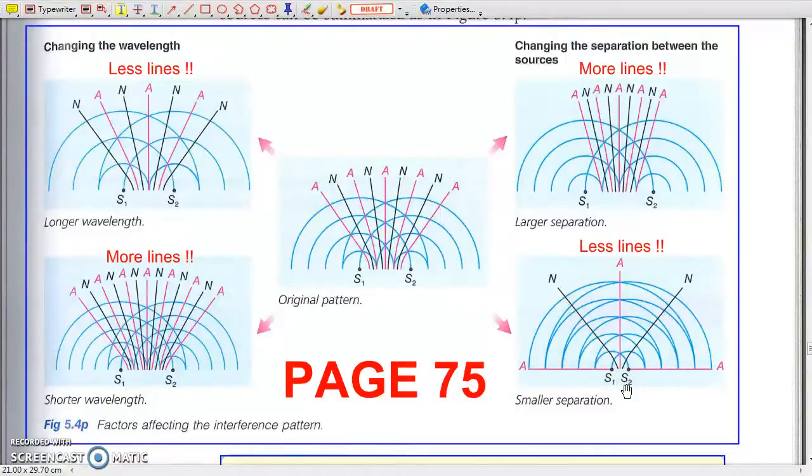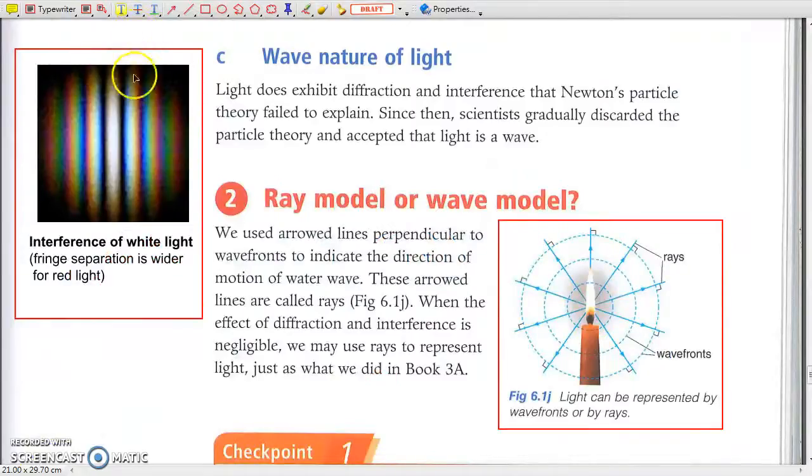Refer to page 75 of your book. When the slit separation increases, the fringes are closer, and the number of fringes also increases. When the wavelength is longer, such as for red light, the fringes become wider apart. When a light bulb is used, which emits all colors of light, different colors of light produce their own interference pattern, while fringe separation for red light is largest. Hence you will see rainbow colors of fringes as shown.